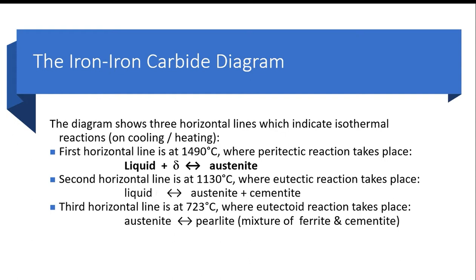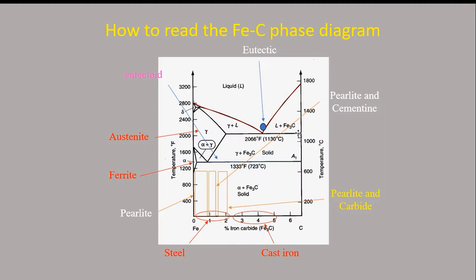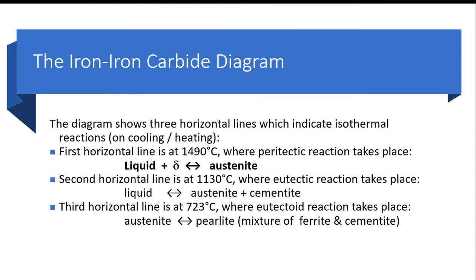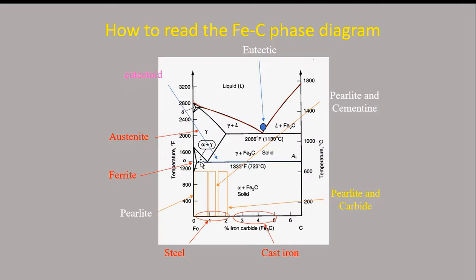Then again the second horizontal line at 1130, liquid changes into austenite and cementite. This one, right? Liquid changes into gamma austenite and cementite Fe3C. Then the third horizontal line at 723 degrees Celsius, where the eutectoid reaction takes place, that austenite gamma changes into pearlite, a mixture of ferrite and cementite, right here, this one. So this is 1490, this is 1130 and this is 723. Those are the three horizontal lines you can see here.